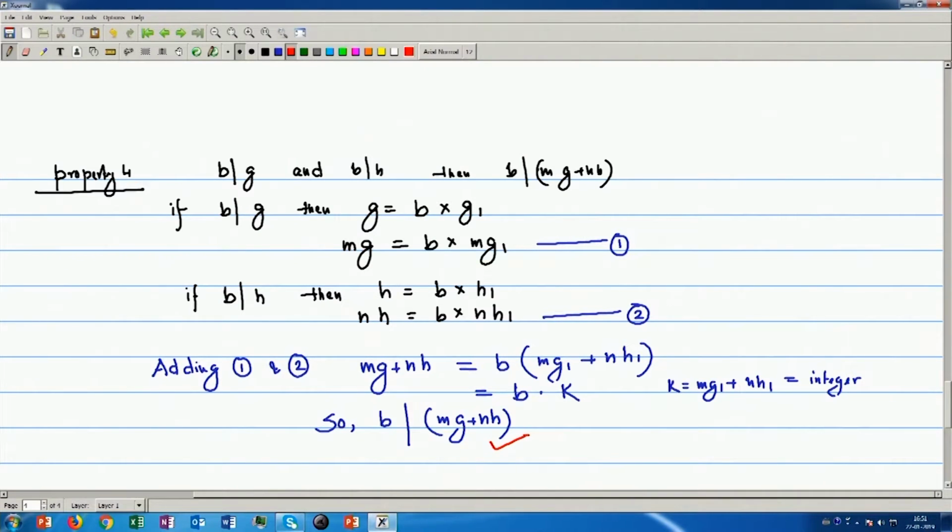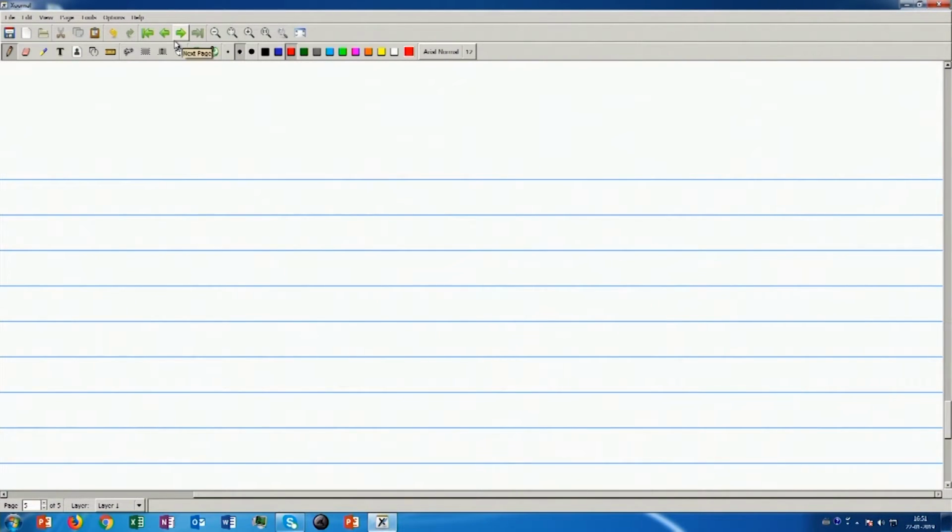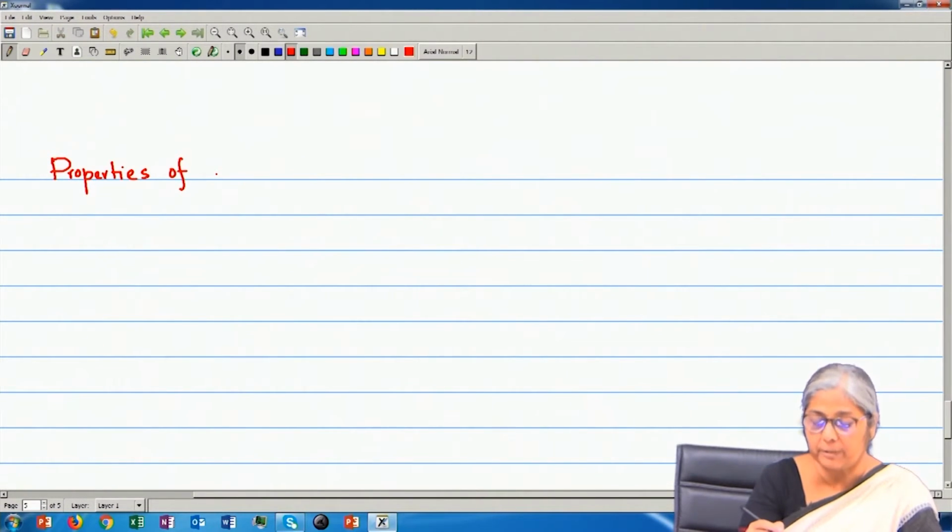Now we go to some properties of the modulo operator. Just now we have seen some properties of normal division, when it is properly divisible. If some remainder is there, then our modulo operation comes into the picture.